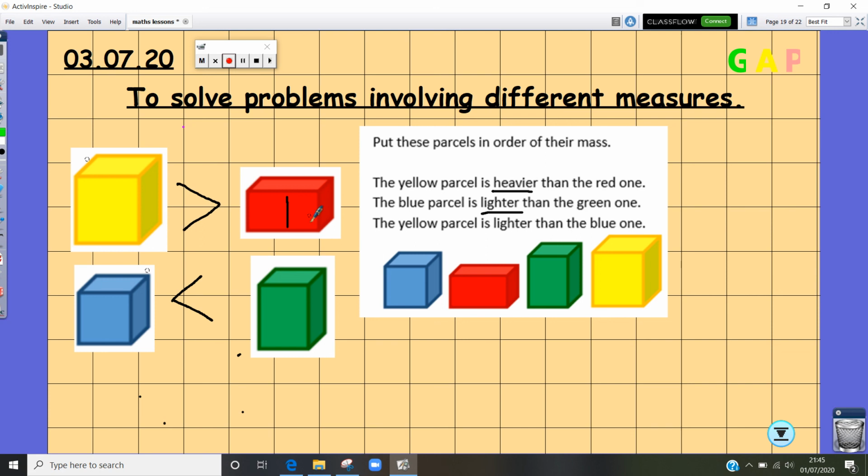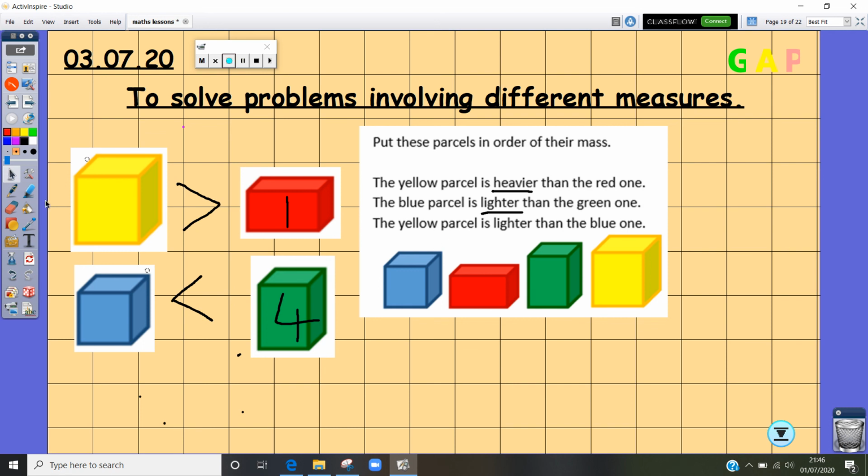Okay. I'm then going to have a look because I know that the green parcel is heavier than the blue parcel because my symbol here tells me so. Okay, so I'm going to label up my green parcel as number 4. Okay, because I know it is heavier than the blue one.